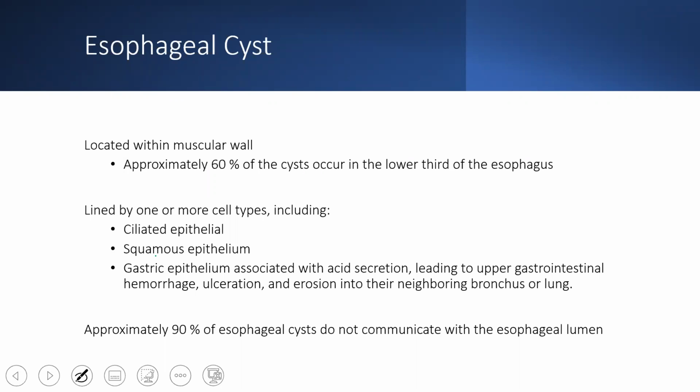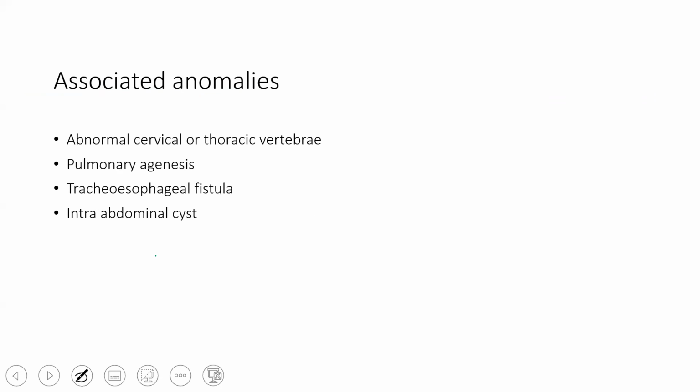In order to diagnose, when you take this cyst, it has one or more of the cyst layers: ciliated epithelium, squamous epithelium, and it is worse if they have gastric epithelial cells. Unfortunately, if it's gastric epithelium and produces acid, they might present with hemorrhage, ulcer, erosion to the structure around it. Also, it can be associated with anomalies like vertebral anomaly, pulmonary agenesis, tracheal fistula, or intra-abdominal cyst.